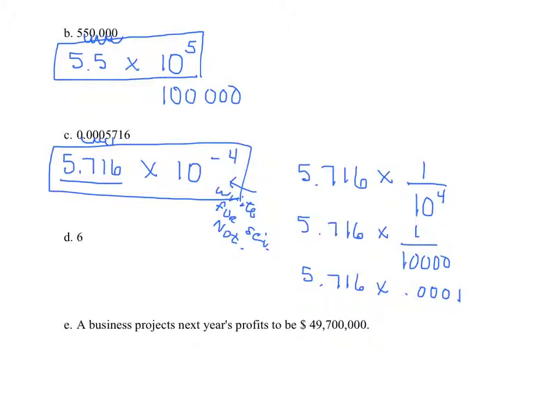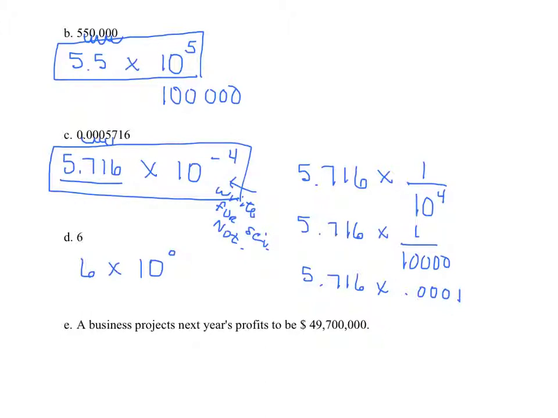D. Well, 6 is already a number between 1 and 10, so we write it down, and we don't have to move the decimal point at all. So we say it's 6 times 10 to the 0. Didn't have to make it bigger or smaller.